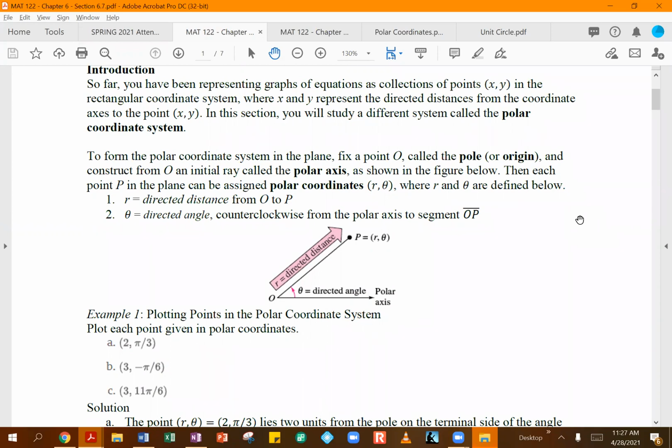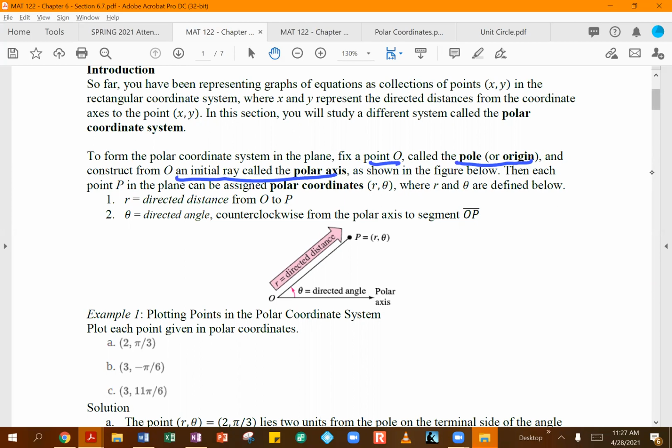Now in polar coordinates, your origin, which is O, is what we call the pole, or the origin as we're familiar with it. You've got your initial ray, which is what we call the polar axis. That's the one that goes from the origin to where our angle 0 falls on our unit circle. So kind of imagine that. That's what we're calling the polar axis.